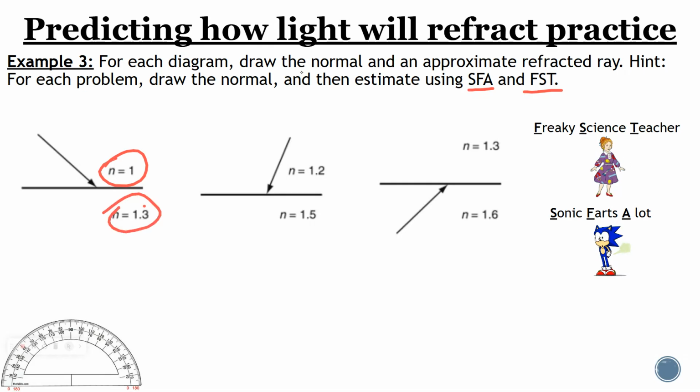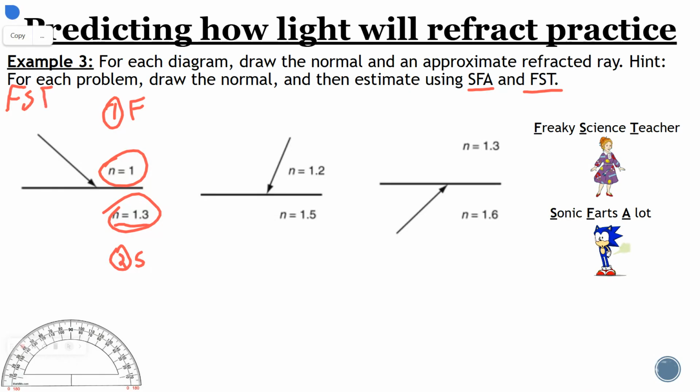So we have n equal to 1 and n equal to 1.3. This is our first medium over here, and we know this is the fast one, right? Because it has a lower n. And then over here, we have the second medium, and we know this is the slow one because it has a higher n. So this is going to be a situation of fast to slow, towards the normal.